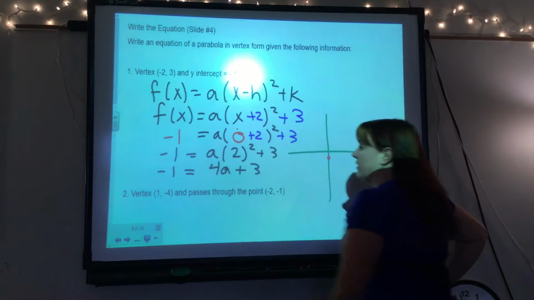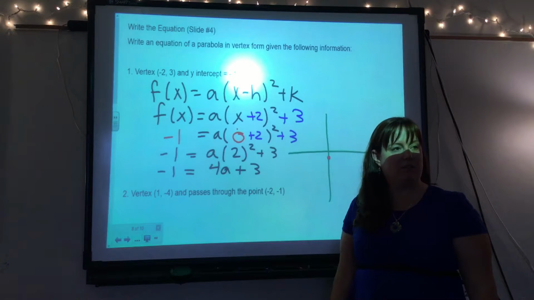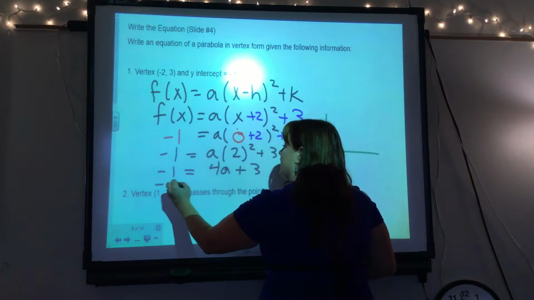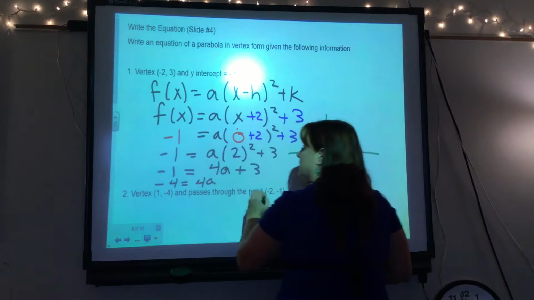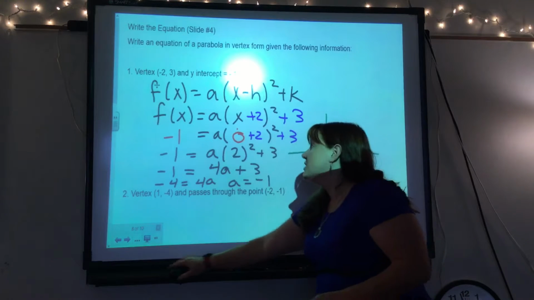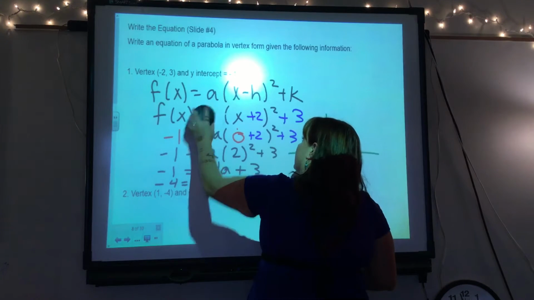Not 4 squared, just 4. And then you subtract 3. I subtract 3 from both sides and I get -4 equals 4A. So A equals -1. So I am right. So then I go back here.